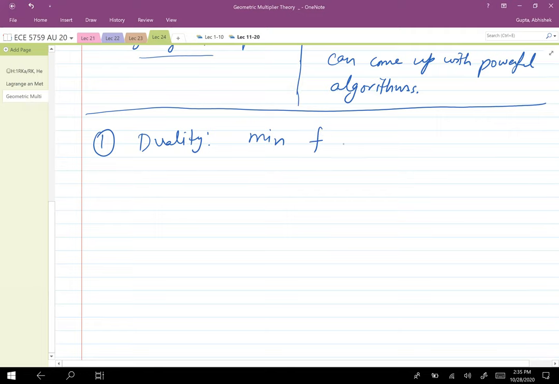I want to minimize f of x, where x is in capital X such that g(x) is less than or equal to 0. And right now, I won't make any assumptions on the set X. So the set X could be integer valued, it could be 0, 1 binary valued, or it could be Euclidean valued. It doesn't matter. It's just some set. Let's say the minimum value is F star. So this is the optimal value.